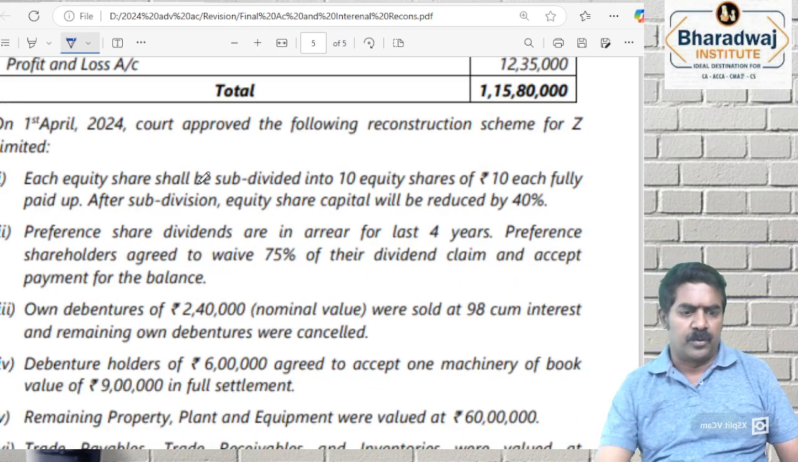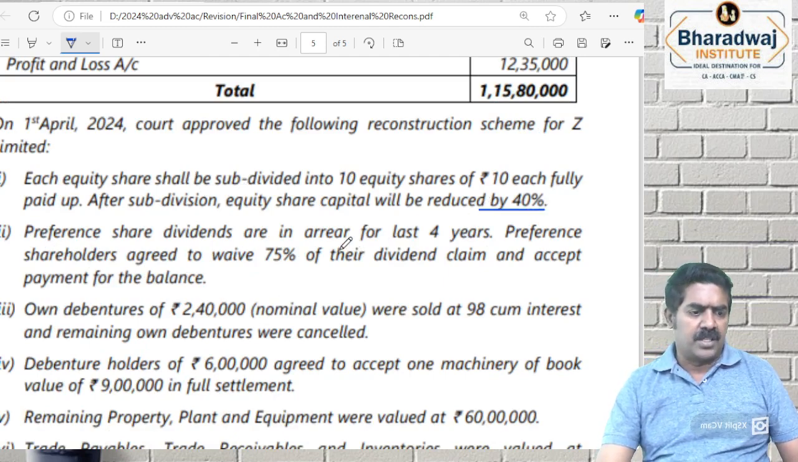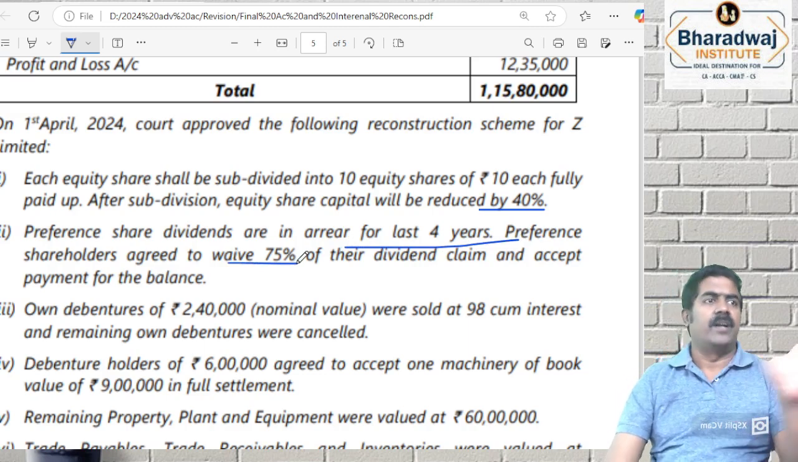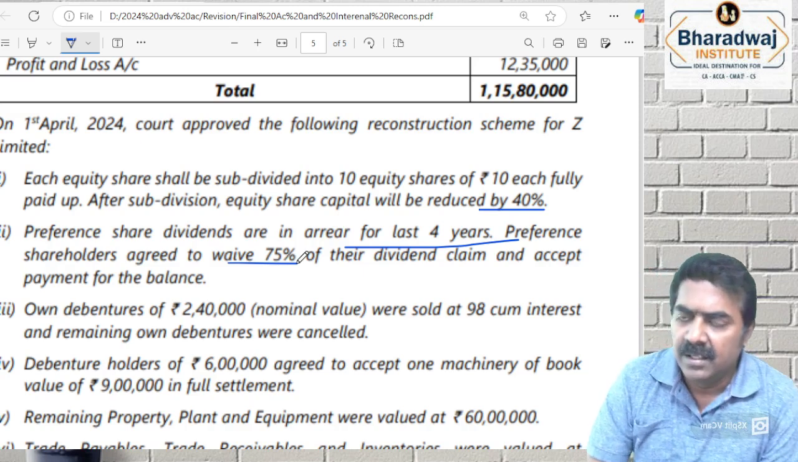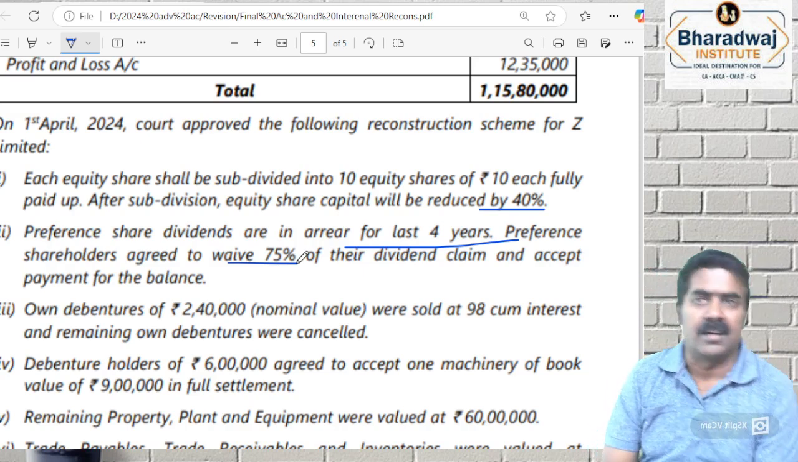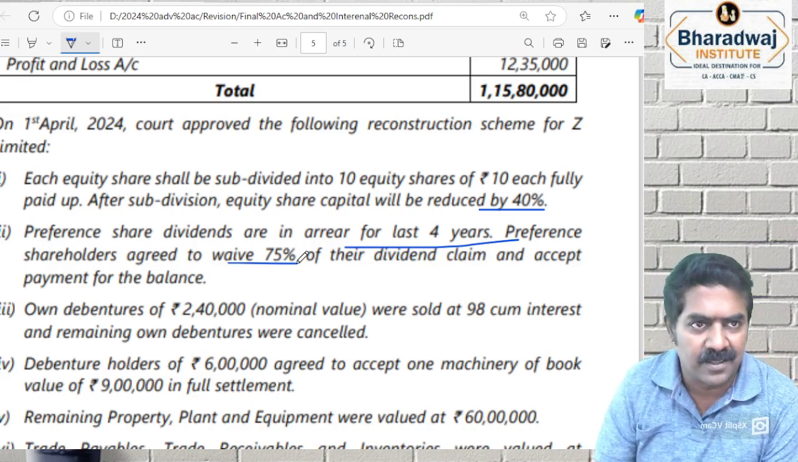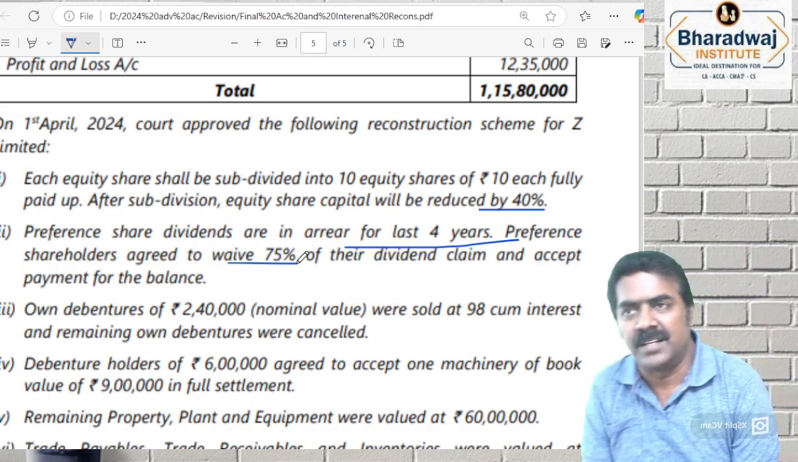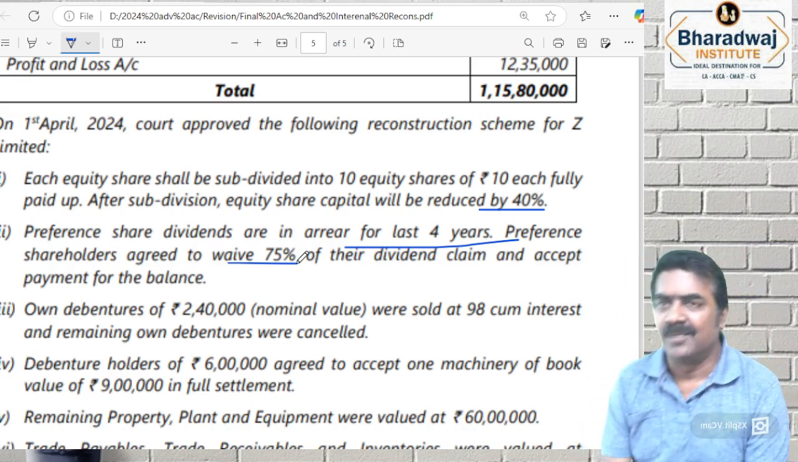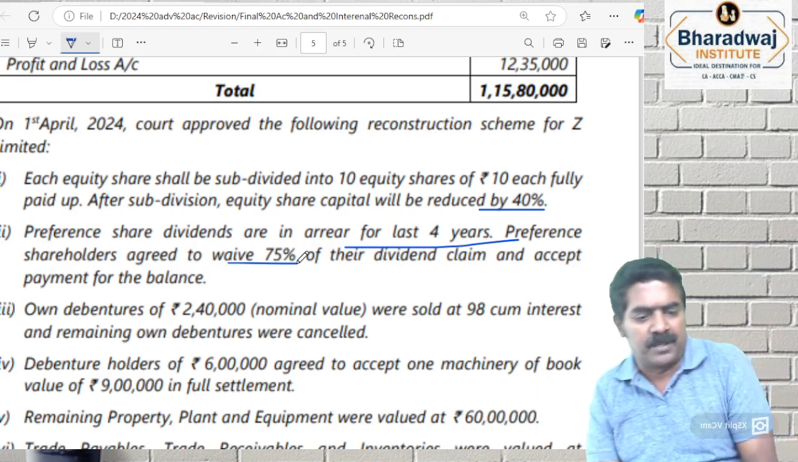The court approved the following scheme. First, we are subdividing the equity shares, then 40% is reduced. Preference shares arrears for how many years? 4 years. Preference shareholders waive what? 75%. For that, no entry required. We had seen, for the 25% only, we have to pay. Unrecorded liability becoming payable is a loss. Arrears of dividend is an unrecorded liability. If that is cancelled, no entry required. Whatever is payable is a loss for us.